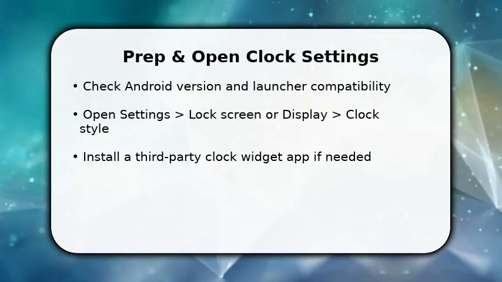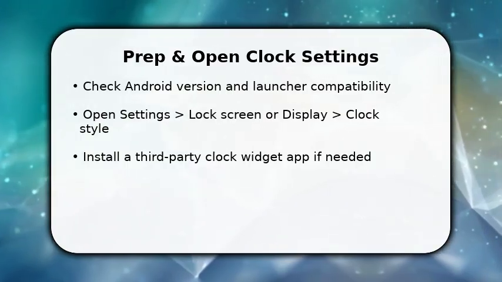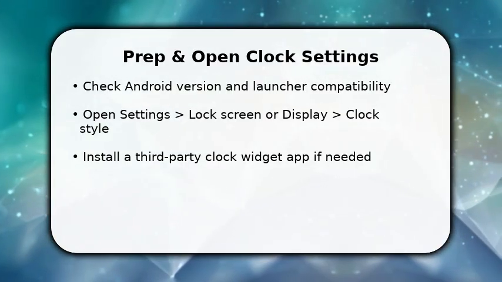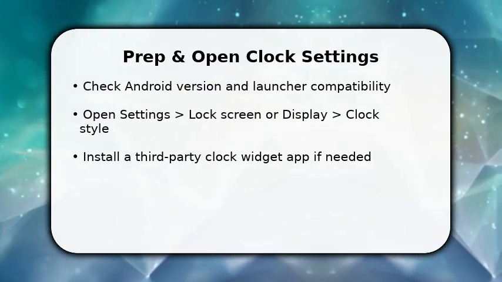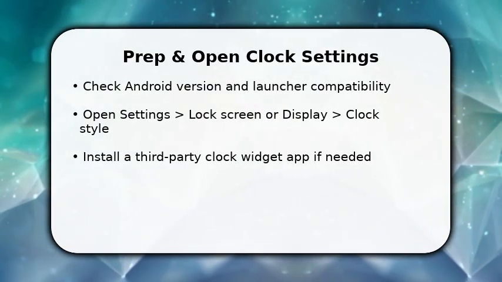If you don't see customization, install a trusted clock widget app from the Play Store. That gives you more faces and fonts. Once done, you're ready to pick a style that fits your home or lock screen.